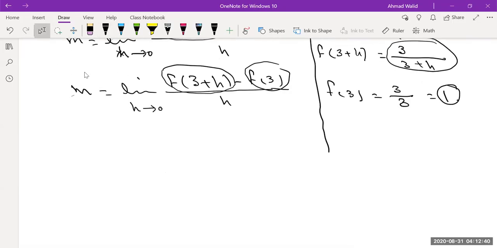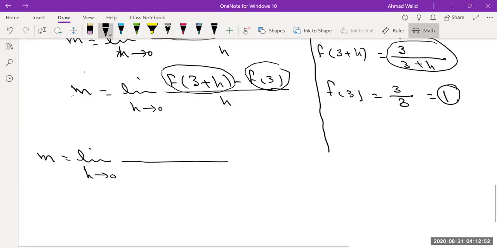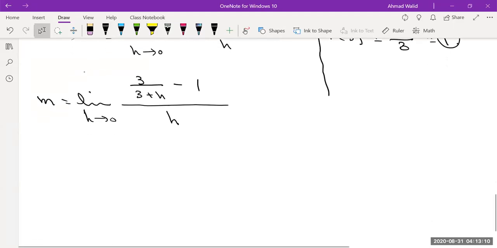Let's bring these two values and plug them into our formula and see what's happening. Then I can write m equals the limit as h approaches 0 of f of 3 plus h, which gives you 3 over 3 plus h, minus f of 3, which means 1, over h. After this, it's not calculus, right? We are now dealing with algebra. Let's simplify this. You need a common denominator in the top. Your common denominator will be 3 plus h, correct?